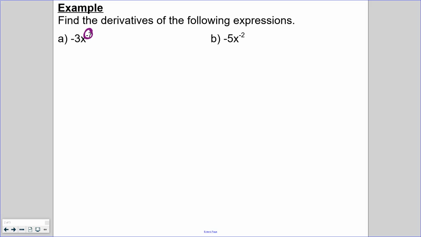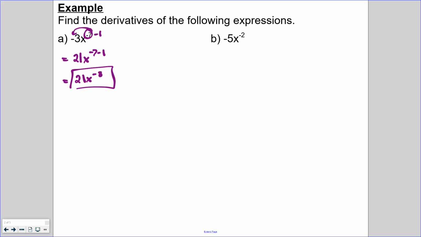Power rule says we take the exponent, we multiply it by the coefficient, and we subtract 1. So negative 3 times negative 7 will be positive 21x to the negative 7 minus 1. And negative 7 minus 1 will give us negative 8. And there you have our derivative, 21x to the negative 8th power.